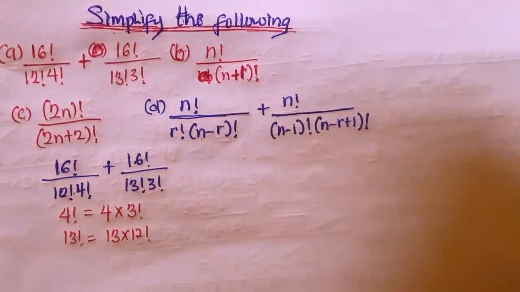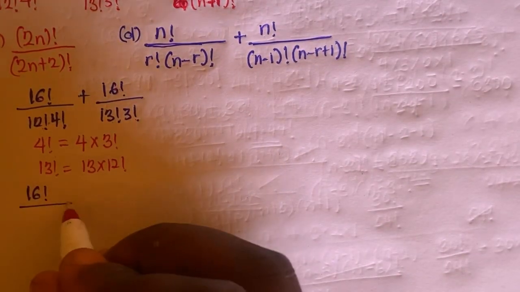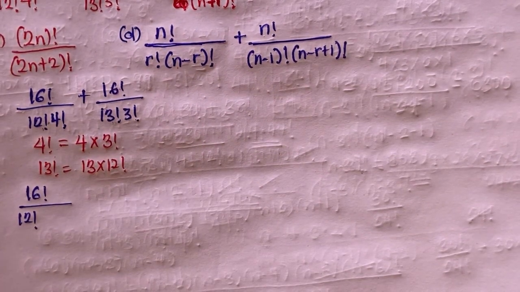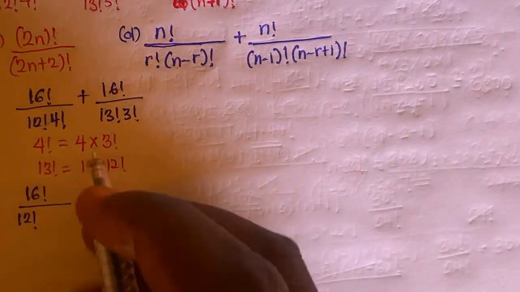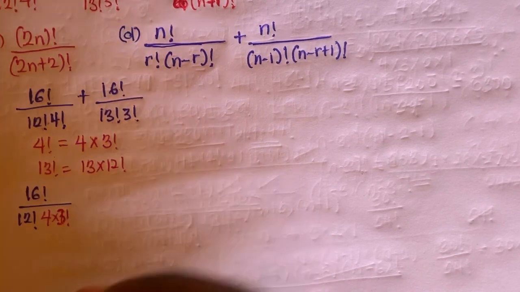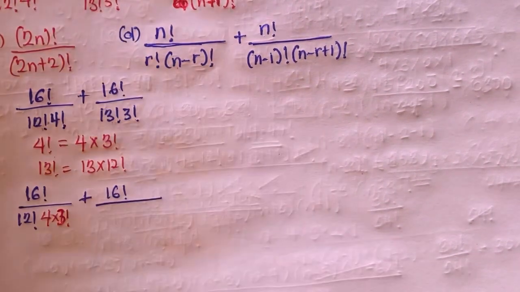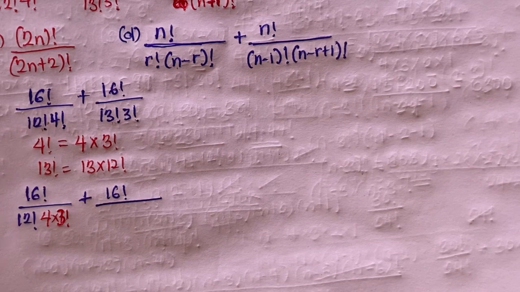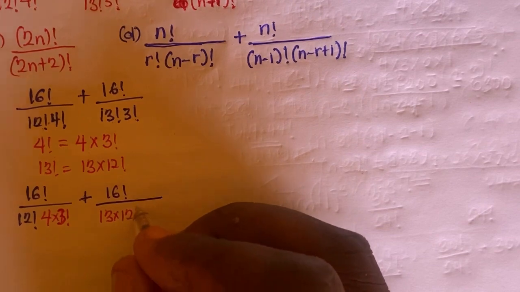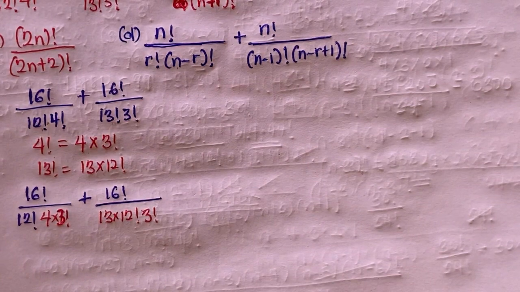So here I'm going to have 16 factorial divided by 12 factorial, then instead of 4 factorial I'm going to put 4 multiplied by 3 factorial. Then plus 16 factorial divided by 13 factorial, which is 13 multiplied by 12 factorial, and then multiplied by 3 factorial. Looking at this very well, what can I factorize?